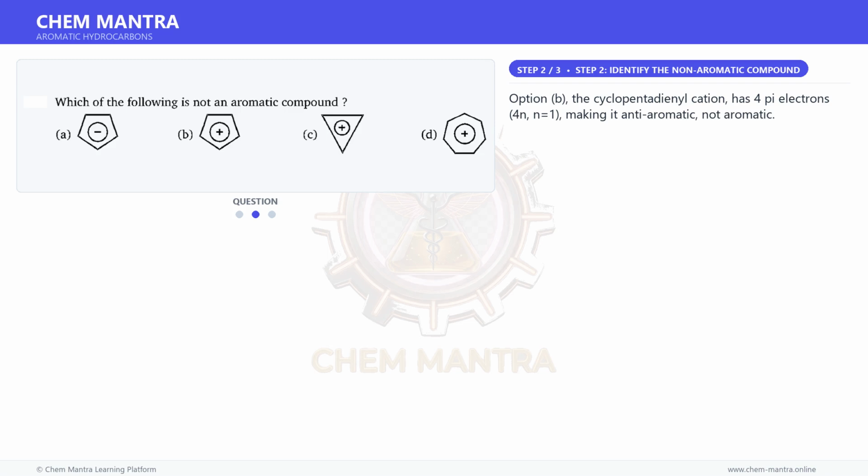Moving on to the next step. Option B. The cyclopentadienyl cation has 4 pi electrons, 4n, n is equal to 1, making it anti-aromatic, not aromatic.